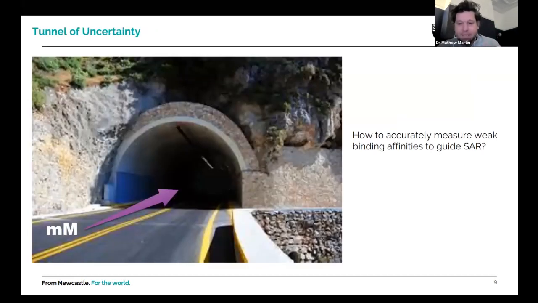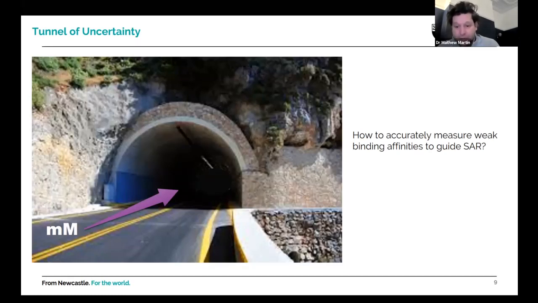And as silly as this sounds, I like to equate this stage to entering a tunnel, when we refer to it as the tunnel of uncertainty. And going into any tunnel, you need to have a degree of certainty that you're going to make it out the other end. Upon entering the tunnel of uncertainty, what gives you the confidence that you're going to come out the other end is an arsenal of orthogonal assays.